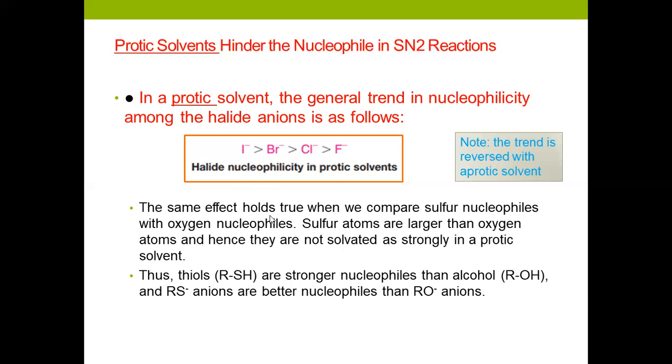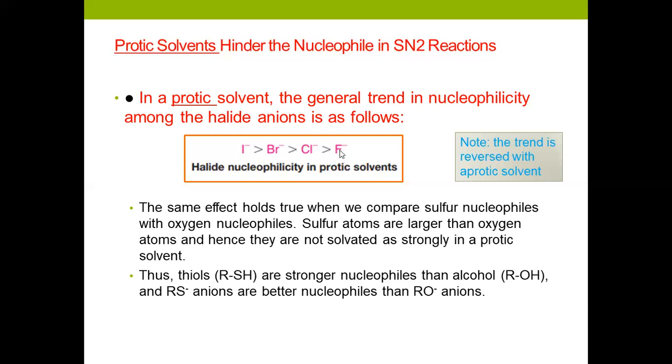The same effect holds true when we compare sulfur and oxygen nucleophiles. If you notice, sulfur and oxygen, please check your periodic table. Remember always to keep a periodic table, just in case we forget how the atoms are arranged. Sulfur is a larger atom than oxygen, and hence sulfur is not solvated as strongly in a protic solvent.